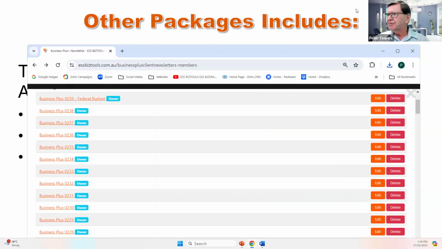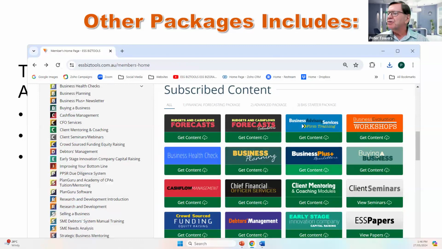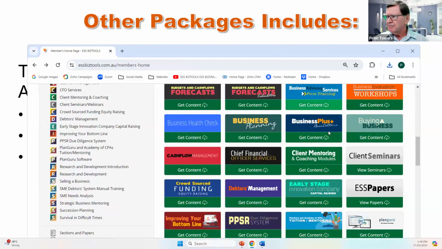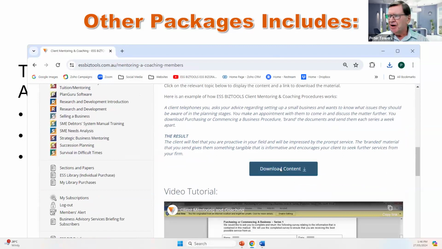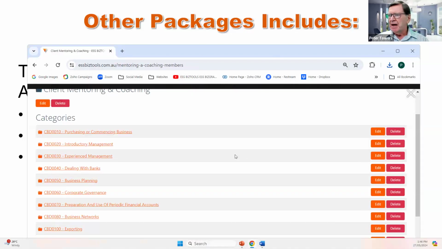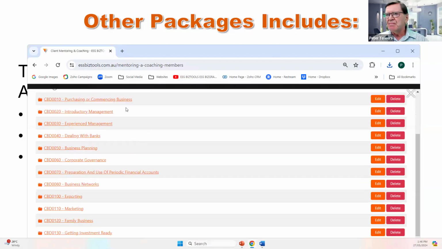The client mentoring and coaching. I'm just bringing up now. We'll download the content. And this is the section where we've got various headings: purchasing or commencing a business, introductory management, experience management, dealing with banks, business planning. And more, it gives you some information to be able to sit down and talk to your client.